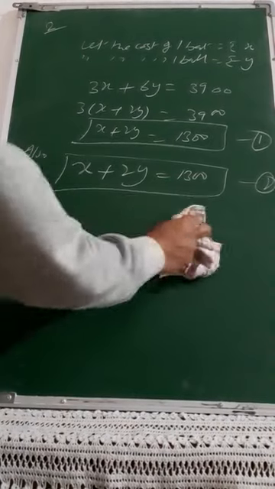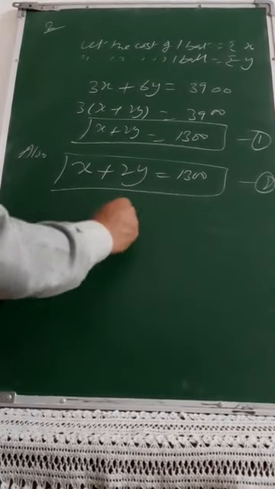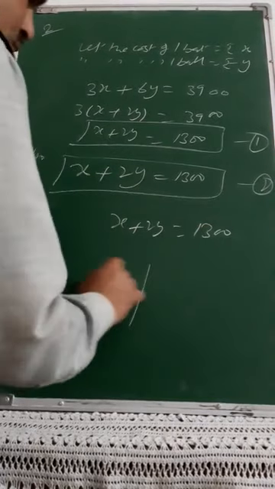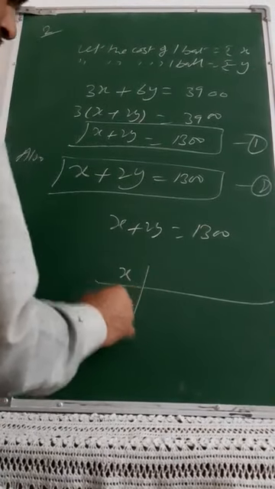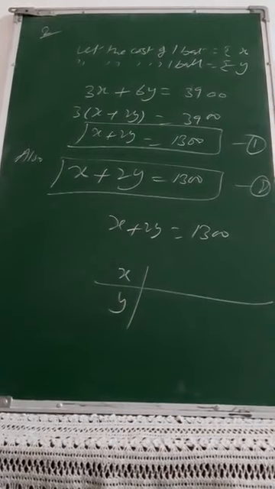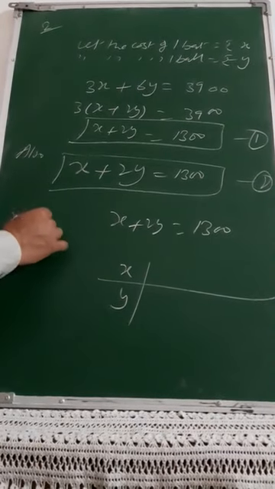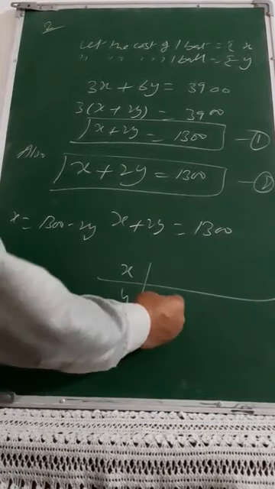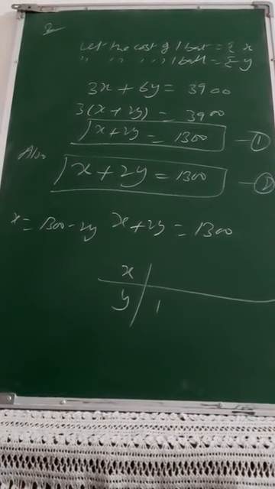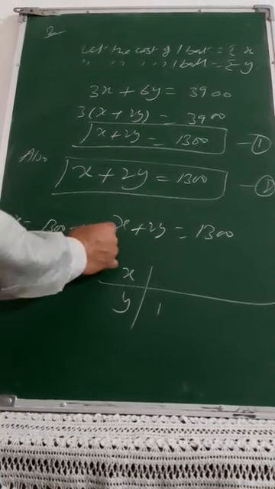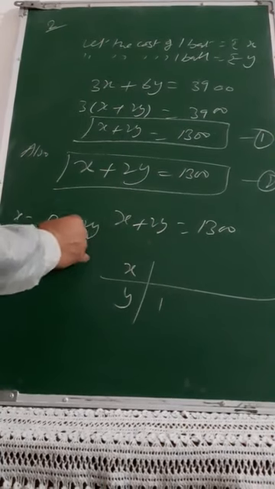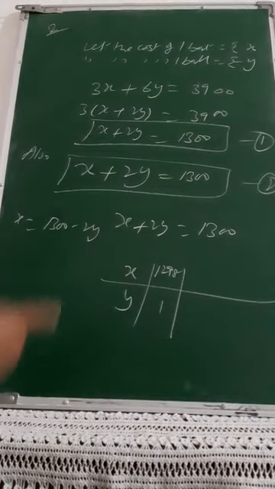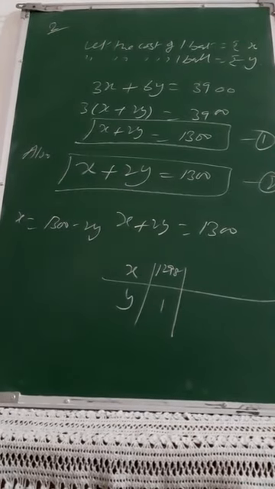So here is the algebraic representation, and when you find the coordinates, I will give you the example from the same equation. Now you are going to draw the graph for this, so you need to calculate the coordinates. What I do here is x equals 1300 minus 2y. Now if you take y equal to 1, what is going to happen? 2 ones are 2, and 1300 minus 2 is equal to what? 1298.